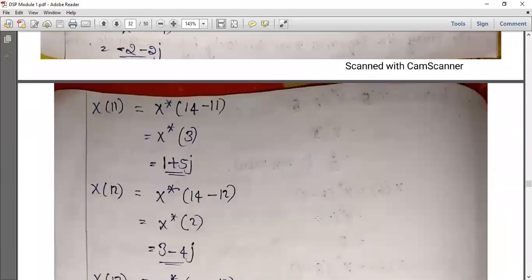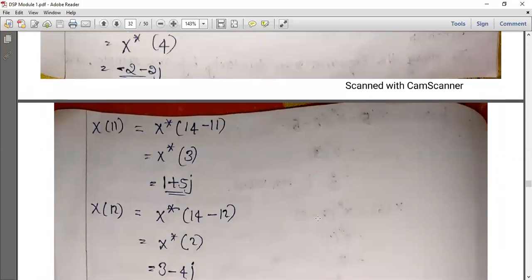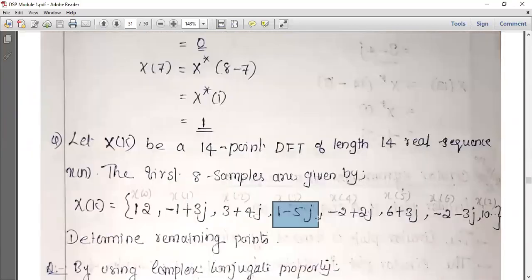Okay. Then next, x of 12 is equal to x conjugate of 14 minus 12. That is x conjugate of 2. Then we have x of 2 is equal to 3 plus 4j. Now x conjugate of 2 will become 3 minus 4j.